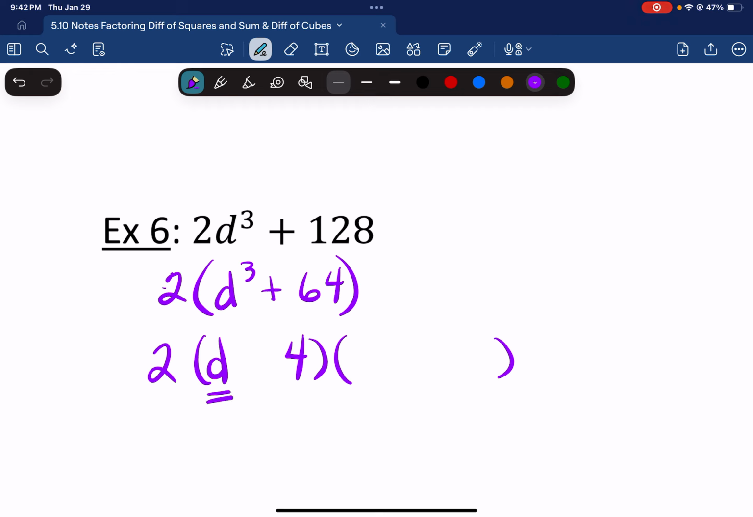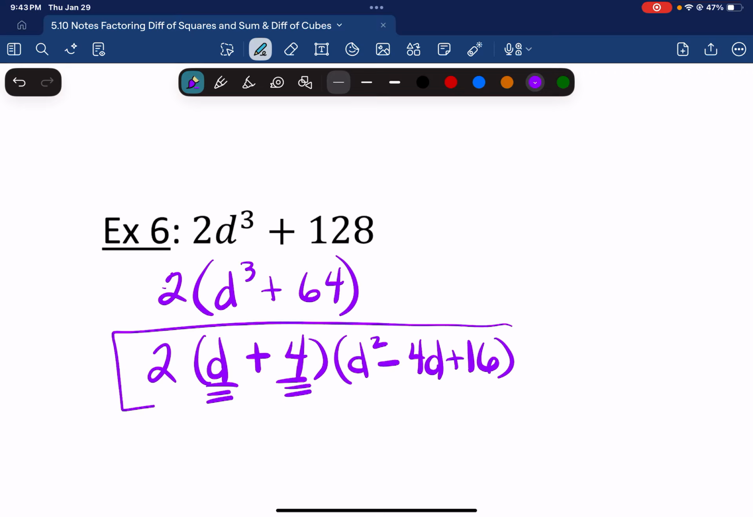First times first is first. Last times last is last. First times last is in the middle. Isn't this a blast? The first sign's from the problem. The second is reversed. The last is always positive, no matter what the first.